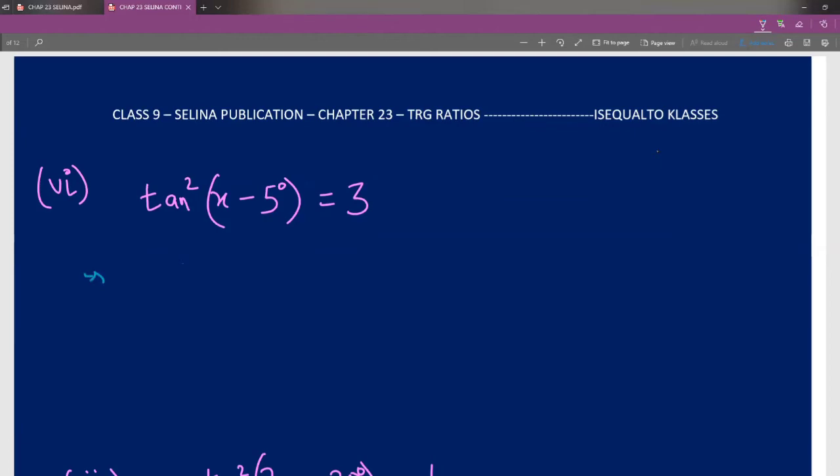Tan square of x minus 5 degree is equal to 3. Okay, so over here the square that is present on the LHS in tan square of x minus 5 degree will go to the RHS and it will become root 3. So therefore we need an angle whose tan will be root 3. So therefore that angle will be 60 degree.